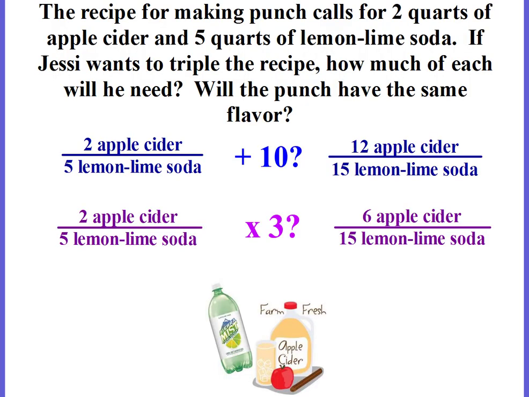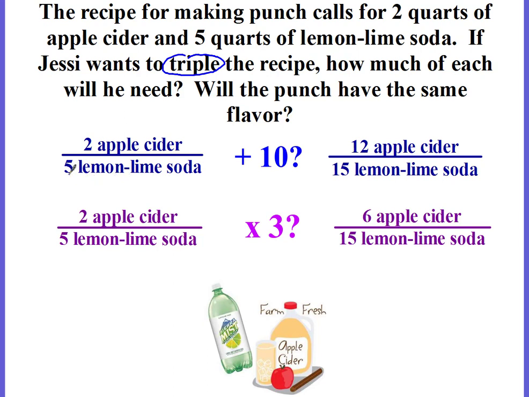Okay, let's go back to the unit when we actually did proportions. The recipe for making punch calls for 2 quarts of apple cider and 5 quarts of lemon lime soda. If Jesse wants to triple the recipe, how much of each will he need? Will the punch have the same flavor? So the clue word here is that he wants to triple the recipe. So he wants to increase this 3 times.